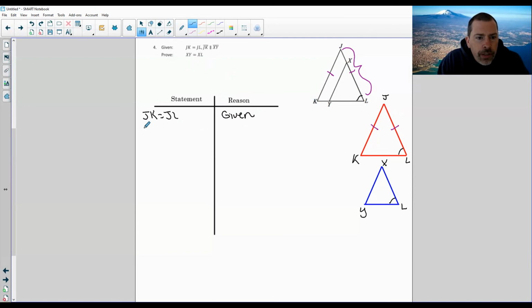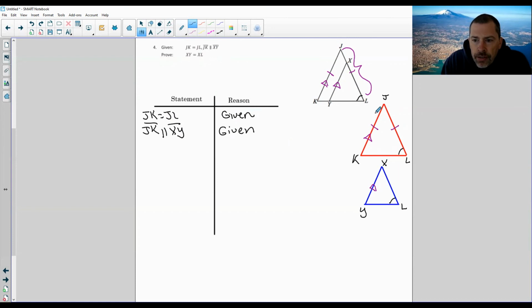Okay, and then the other thing is we were told that JK is parallel to XY. So now I know that JK is parallel to XY. And I guess I could do that here too. These are parallel. All right, so that was given as well. Okay, so there's the two givens out of the way.